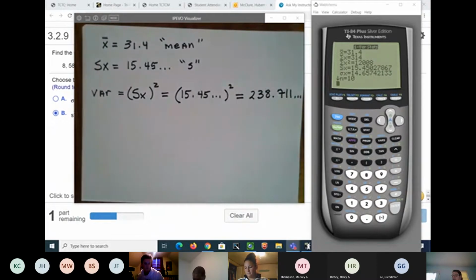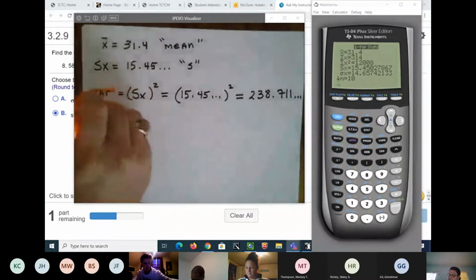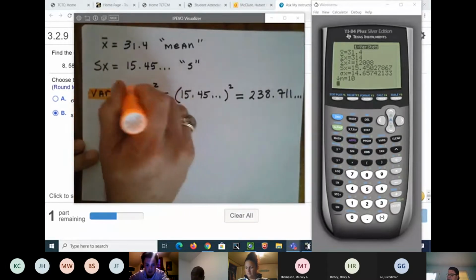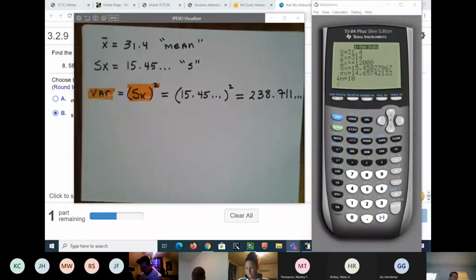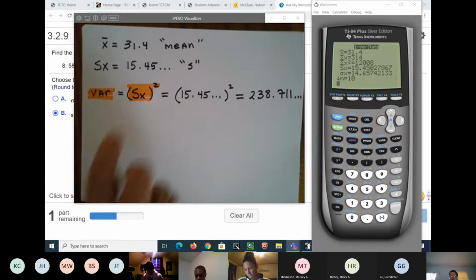Now I want you to highlight this in a color that you can recognize, because the calculator does not give you the variance. So you have to take the SX and raise it to the second power. That's the only reason we're doing that, because the test and the homework ask for it. So that's why I'm telling you how to get it. Does everybody understand that?